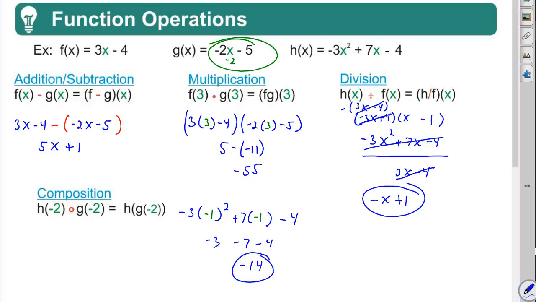All right, so again, the value, the whole g function goes in for the variable, the independent variable of the h function in this notation. Okay, that's the idea. Quick review. Function operations, know them well. They're really important.